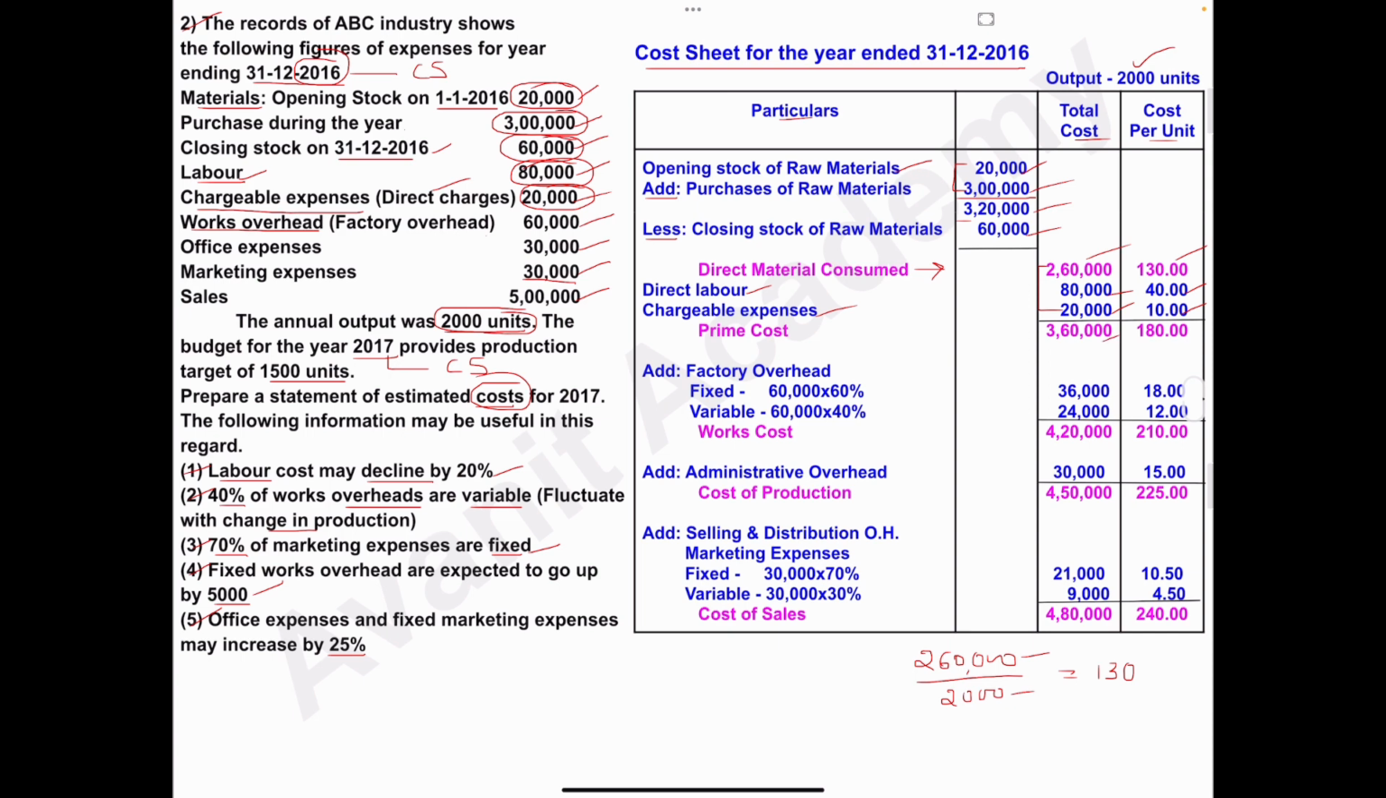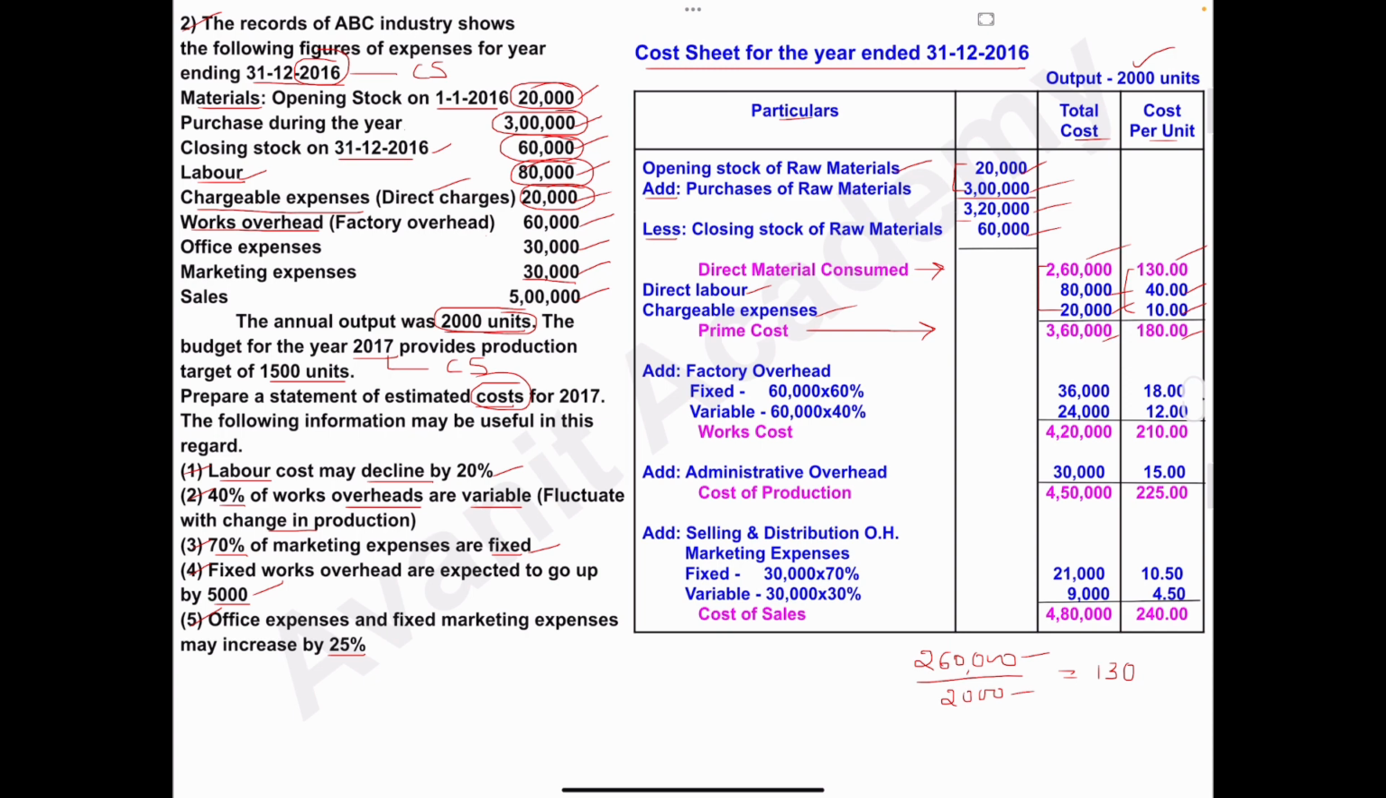Cost per unit: 130 plus 40 plus 10, and the total is 180. This is prime cost. First important head. Direct material cost plus direct labor and chargeable expenses, the total is called prime cost.